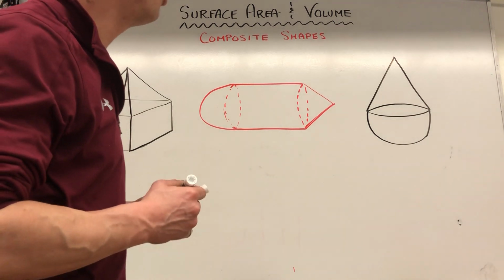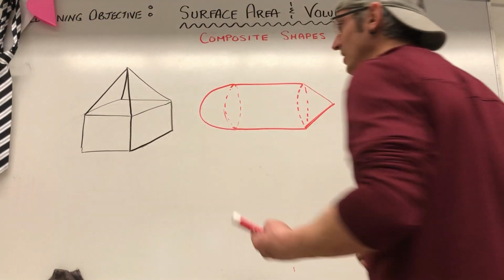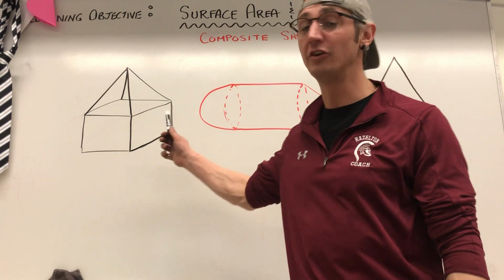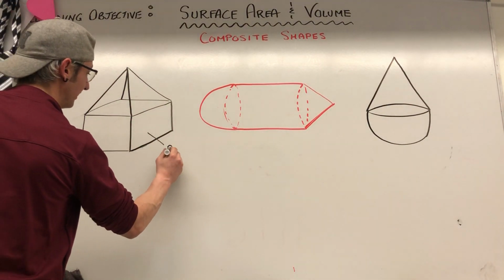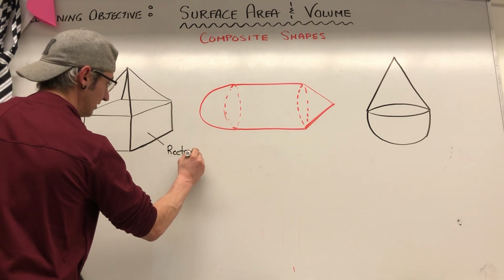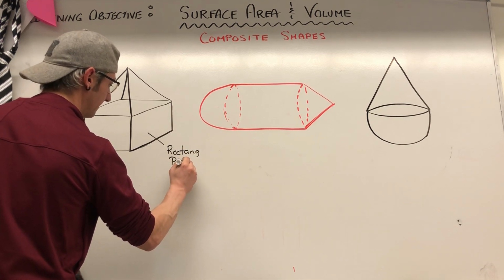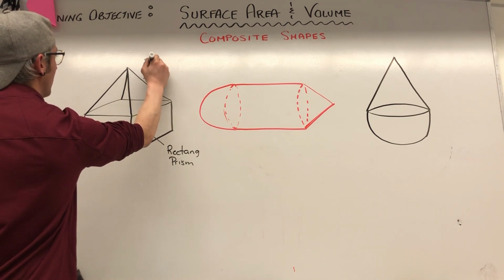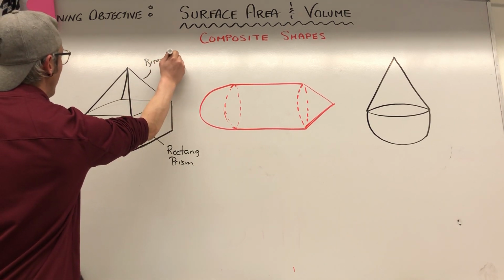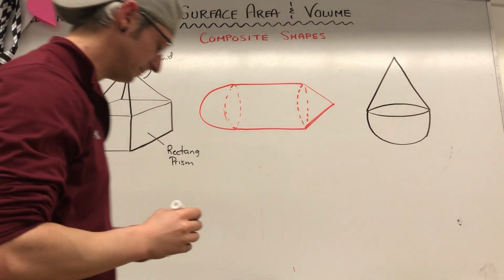All we need to do when we're working with these shapes, the biggest thing, is to identify what our shapes are made up of. So this one, I would say, this is a rectangular prism, and they're going to give me the dimensions, obviously. And I also have a square or rectangular pyramid. And I have the formulas for all these things, so they would give me everything.